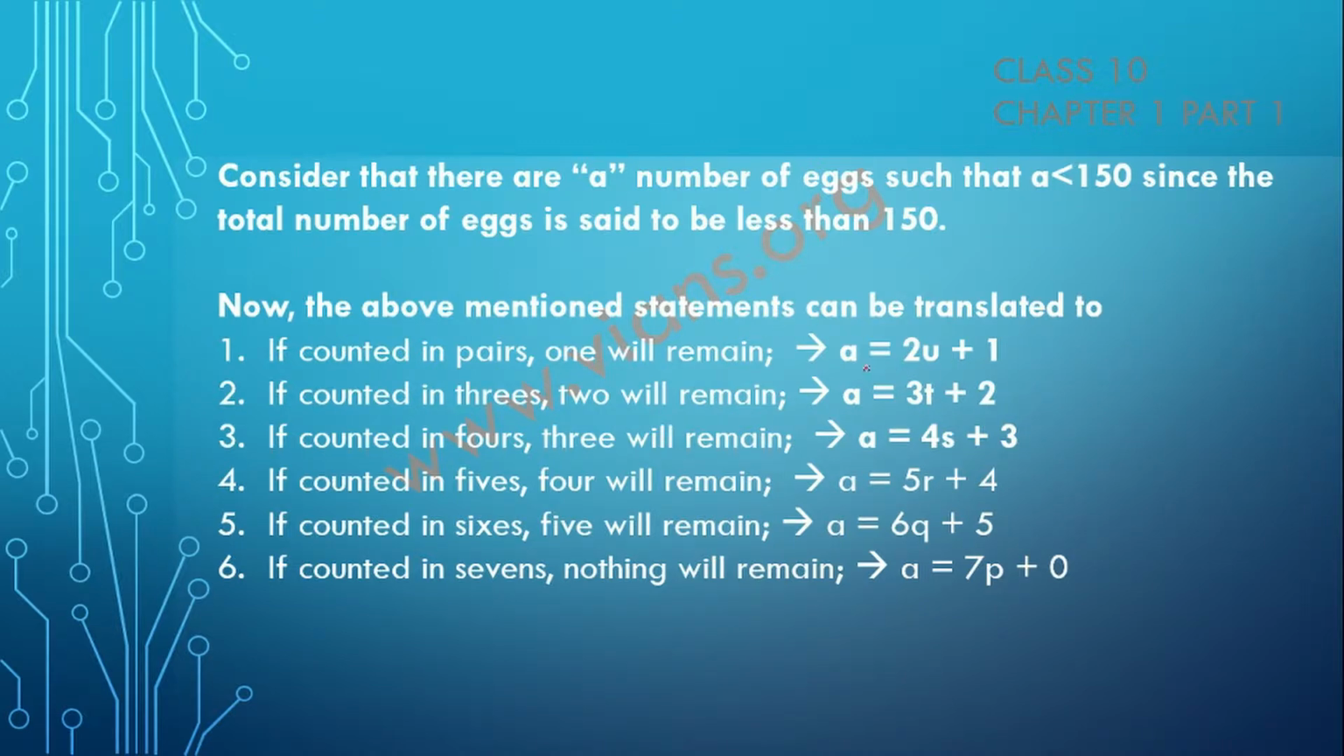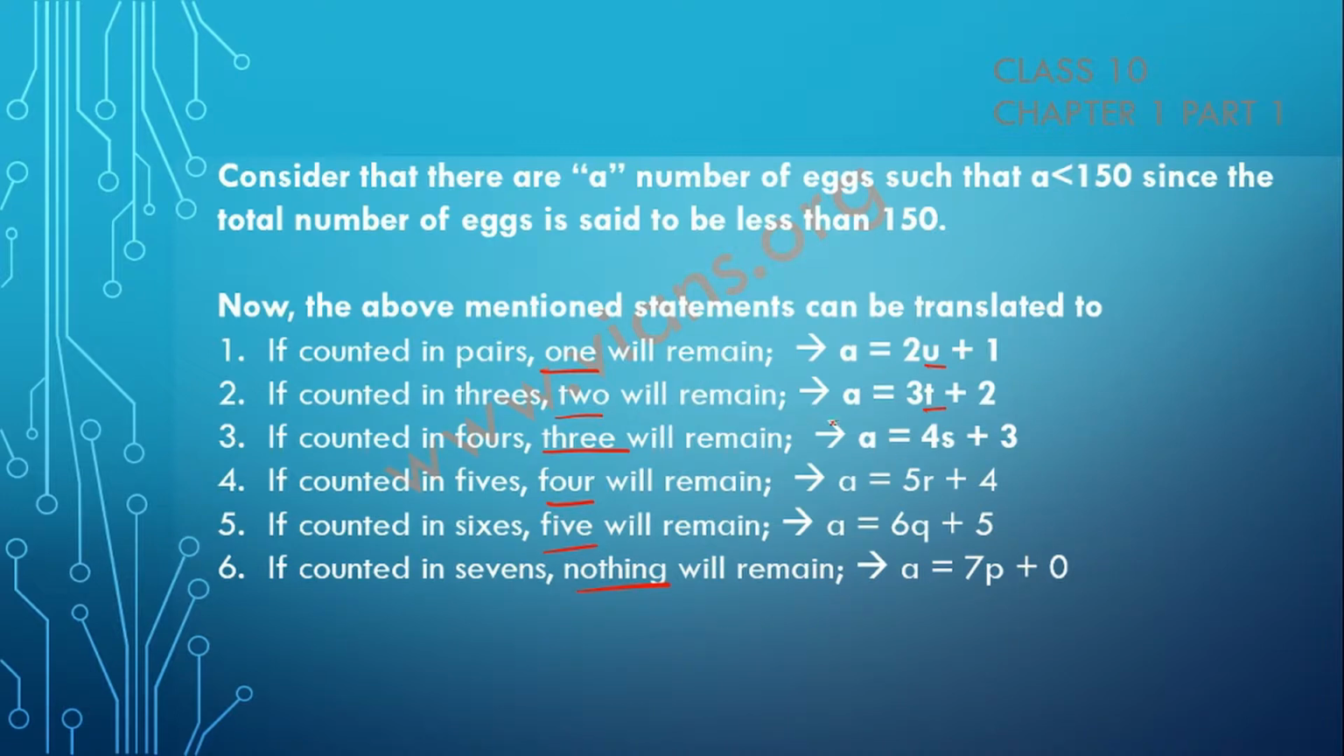These statements can be written in this form: a is equal to 2u plus 1, a is equal to 3t plus 2. And if you notice, we've used different u's and t's there because we don't know what the quotient is going to be. We do know what the remainder is going to be. We do know that it's the same number of eggs, so we can use a everywhere. The remainder is already given to us: the 1 that I've used over here, the 2 here, the 3 here, 4, 5, and 0, because nothing is remaining over there. So that's how this will go.